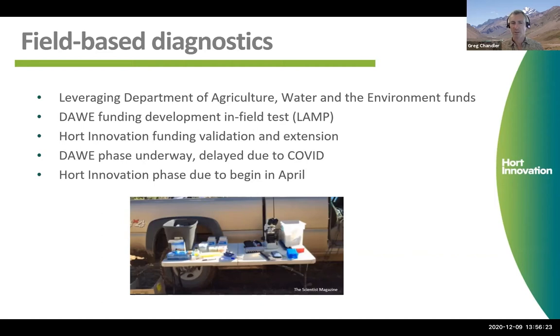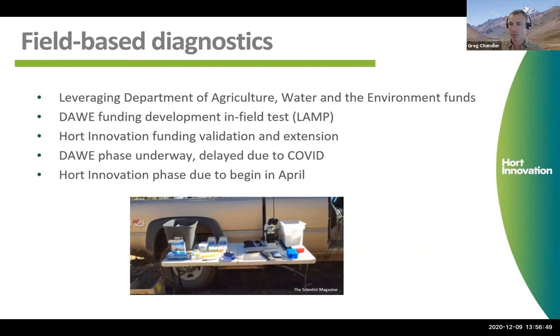So the idea behind this one is to get it into the paddock, get some local biosecurity officers, extension agents, and growers, bring them along to have a look at the test and just have some dialogue with them. And I think a fairly important component of this project is to look at a gap analysis of what's missing in regional Australia for us to be able to roll this out nationally.